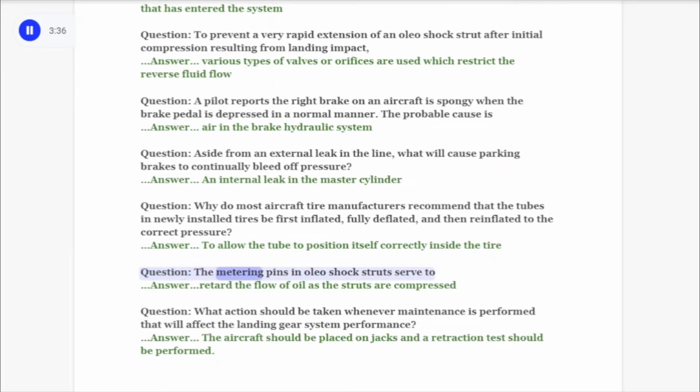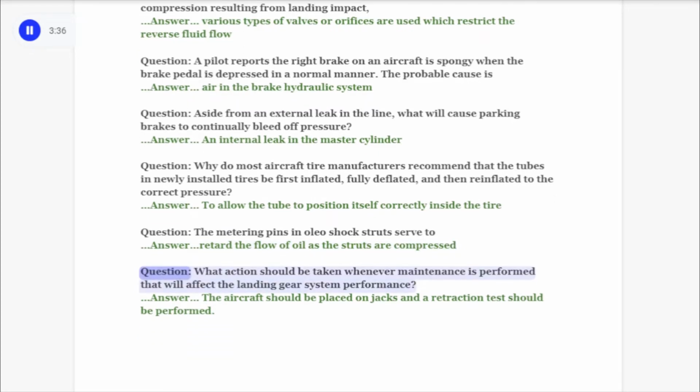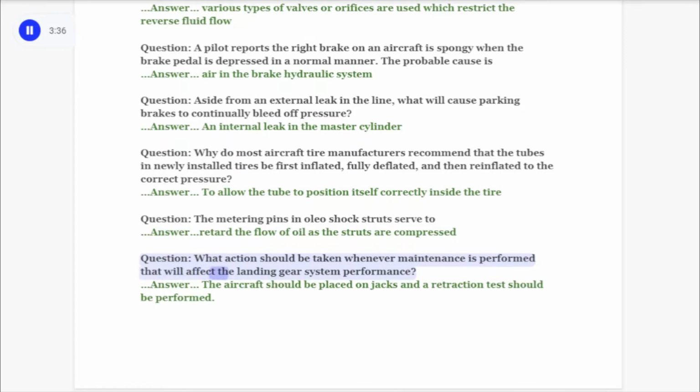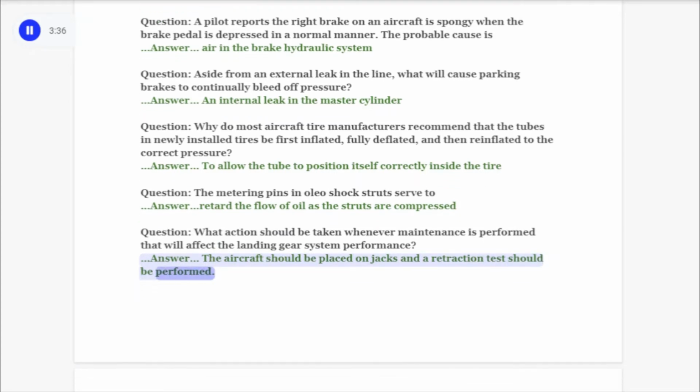Question: the metering pins in oleo shock struts serve to. Answer: retard the flow of oil as the struts are compressed. Question: what action should be taken whenever maintenance is performed that will affect the landing gear system performance? Answer: the aircraft should be placed on jacks and a retraction test should be performed.